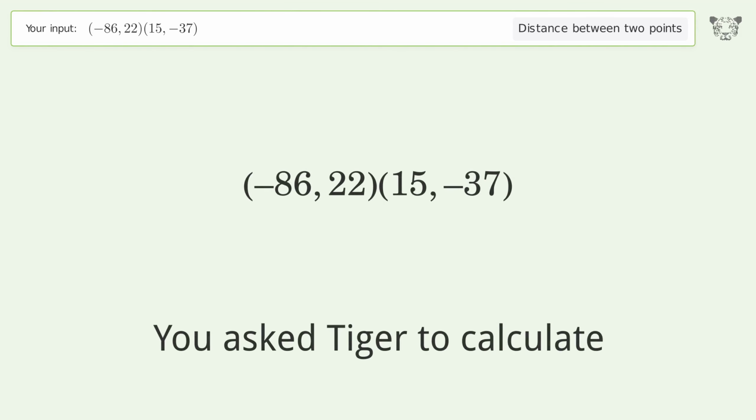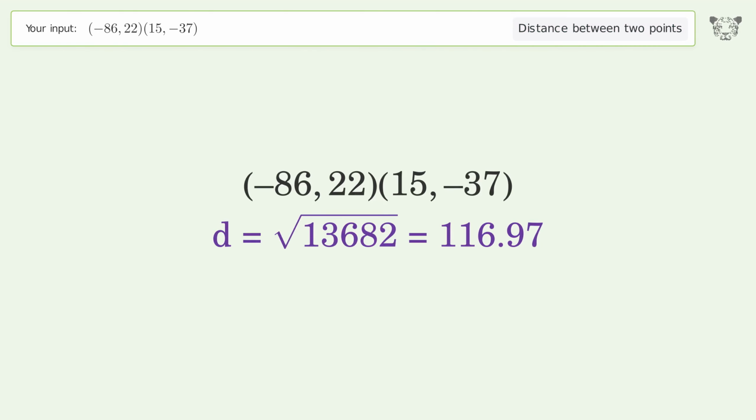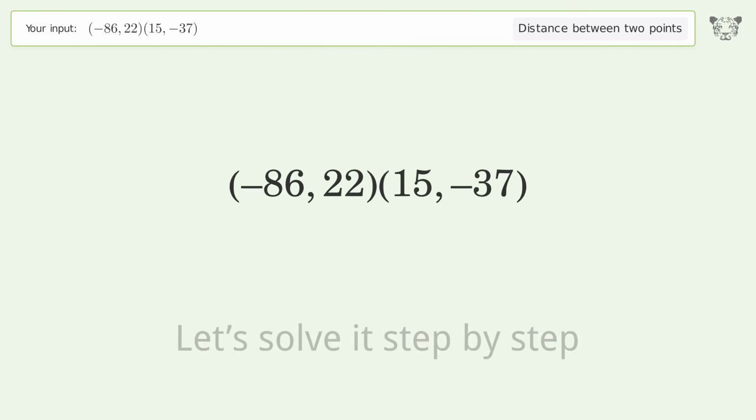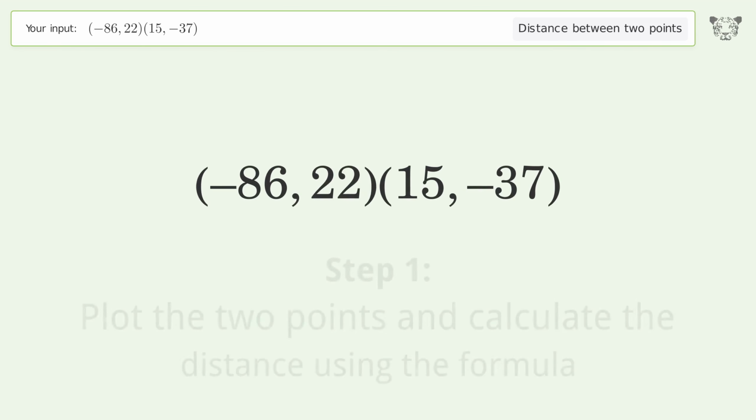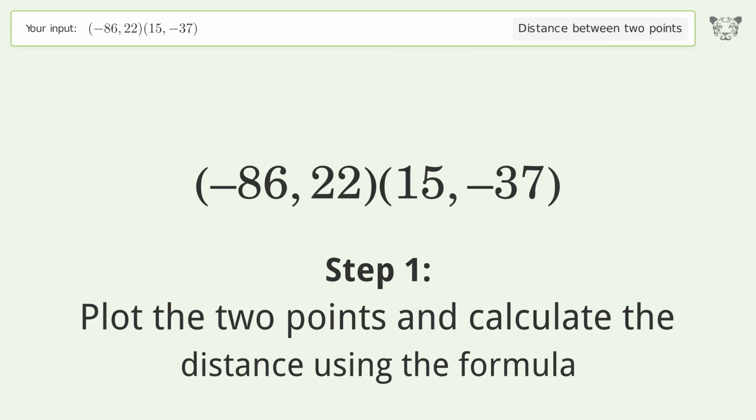You ask Tiger to calculate. This deals with the distance between 2 points. The distance between the 2 points is the square root of 13,682 or 116.97. Let's solve it step by step. Plot the 2 points and calculate the distance using the formula.